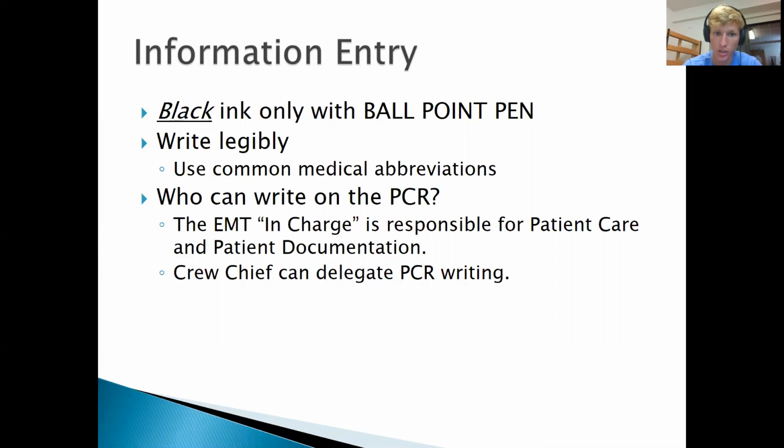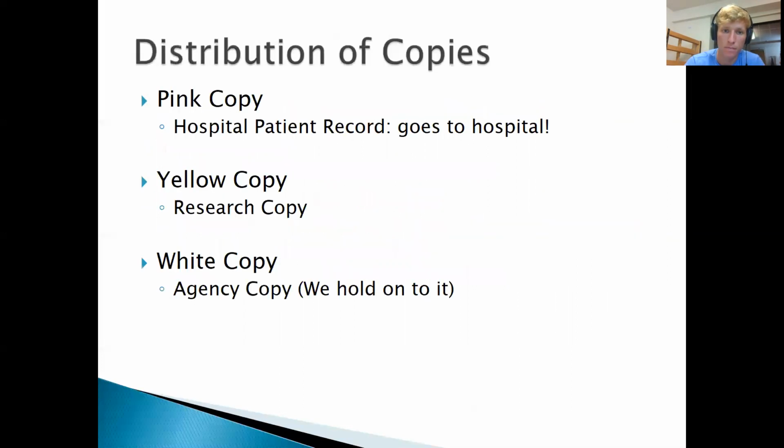Who can write on the PCR? Ultimately, the crew chief is responsible. So they're responsible for patient care and patient documentation. They can delegate the writing of the PCR, but ultimately they will be held accountable for any miswriting of a PCR. So keep that in mind.